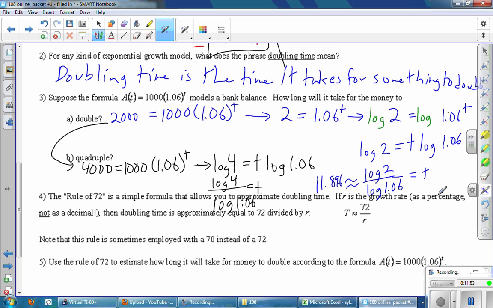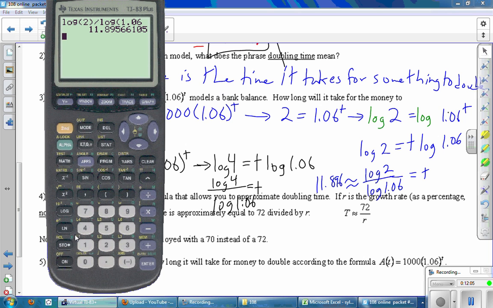Exactly the same thing as we had here, just it's now a 4 instead of a 2. Okay, so doubling has a 2 up there, quadrupling has a 4 up there. I think there's a pattern that we can believe. Let's find the quadrupling time here. So it's the same thing we just had, but log 4. 23.791.